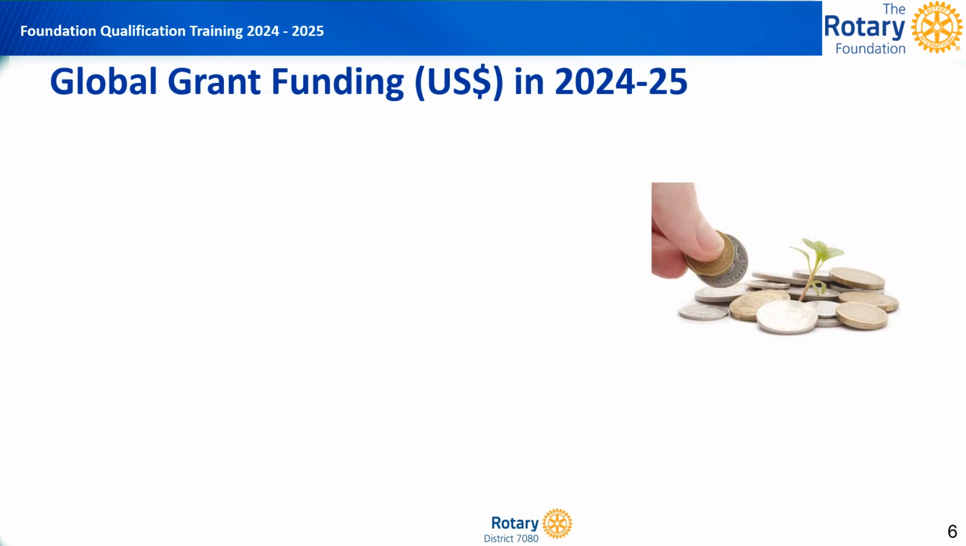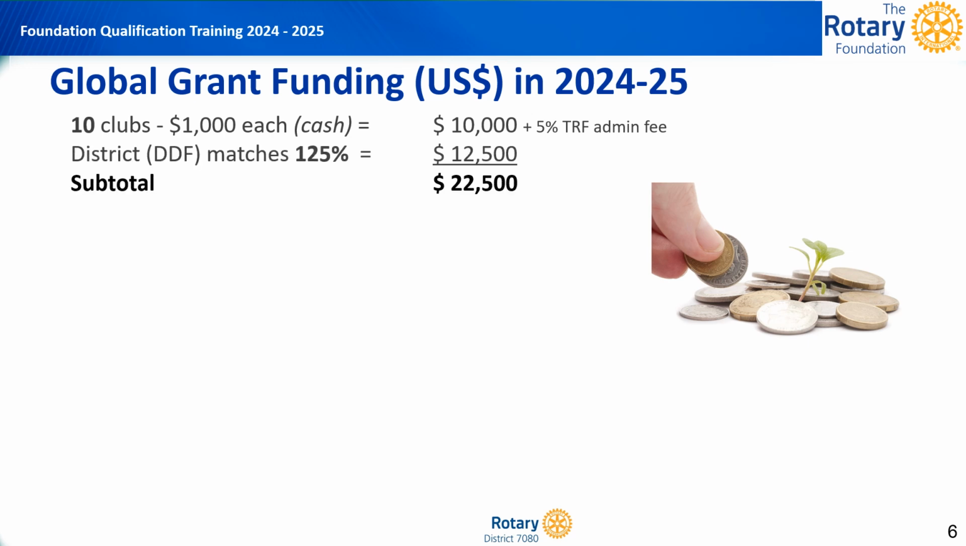Let's take a look at how global grants are funded. If 10 clubs from District 7080 contribute $1,000 US each, the total club cash donation will be $10,000. District will then match $1.25 for every $1 with a further $12,500, which will bring the subtotal to $22,500 US.